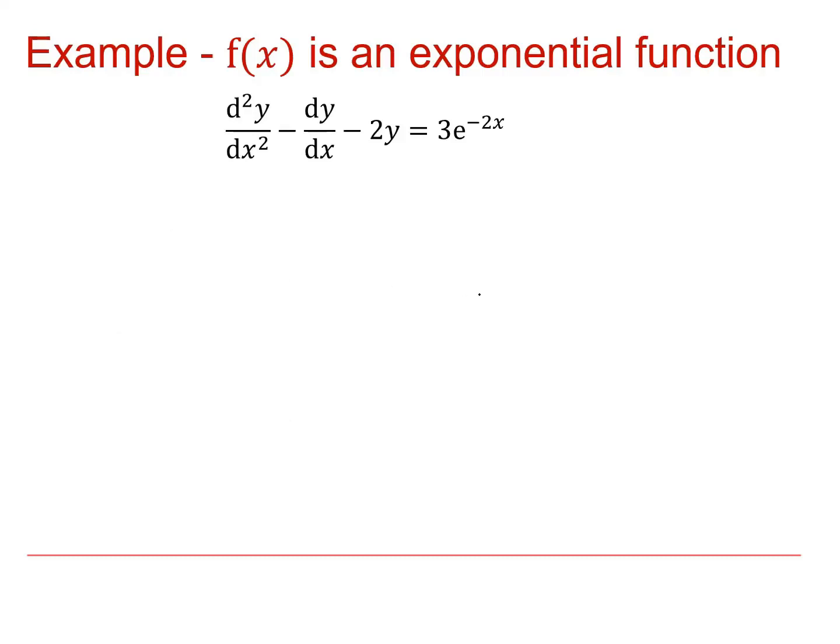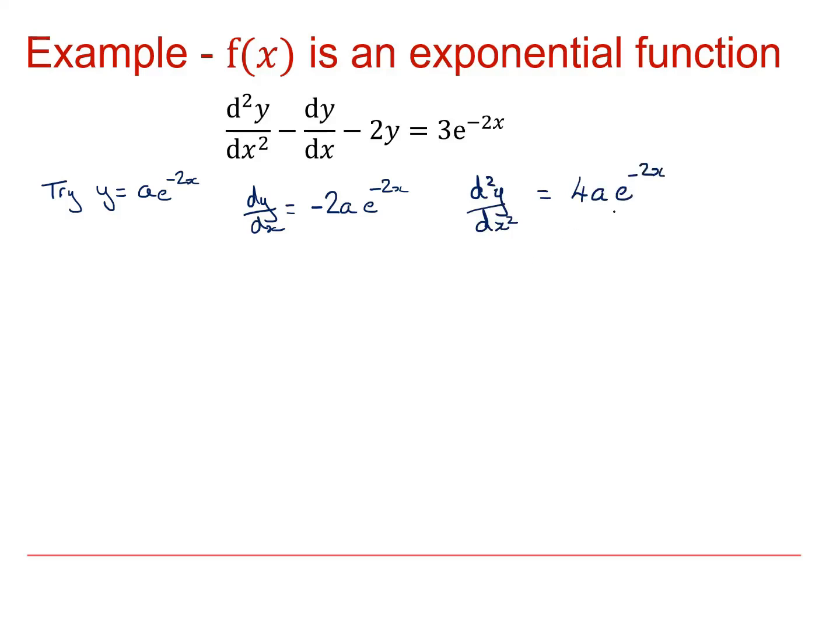We know what the complementary function is, so we're really only interested in the particular integral in this case, and for that I'm going to try y is equal to a e to the minus 2x. If I differentiate that, I'm going to get that dy by dx is equal to minus 2a e to the minus 2x, and the second derivative d2y by dx squared is equal to 4a e to the minus 2x.